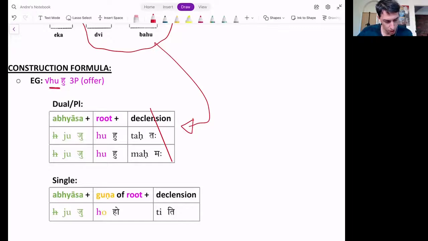So we're looking at hu, offer. Here it is. You simply carry over the root, hu, and you duplicate it into this part. Now the u carries over. The only difference is this h has changed into a j because it's a rule there. So the rule is h changes into a j. And therefore, juhutaha. They too offer. Juhumaha. We all offer.